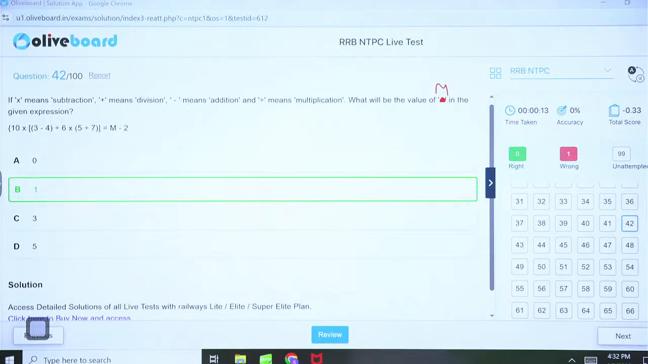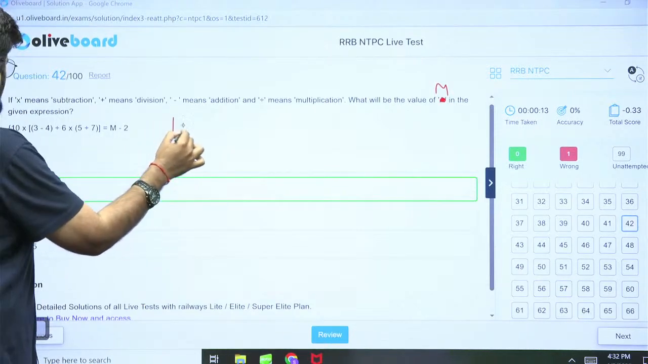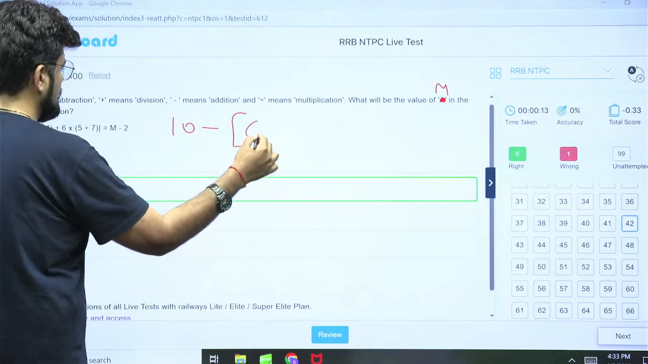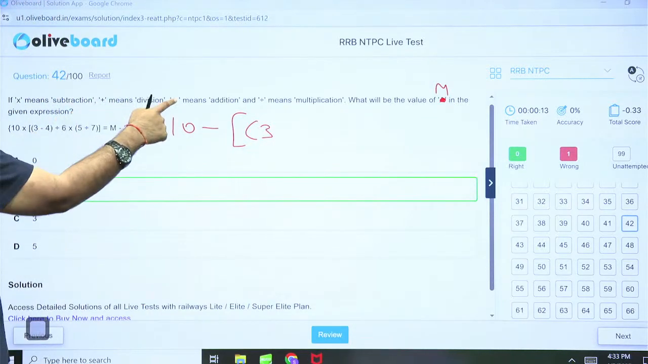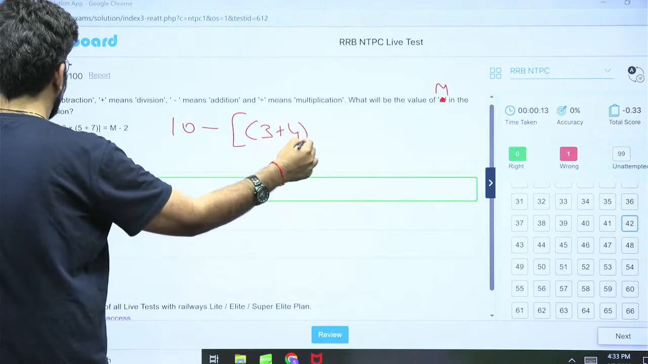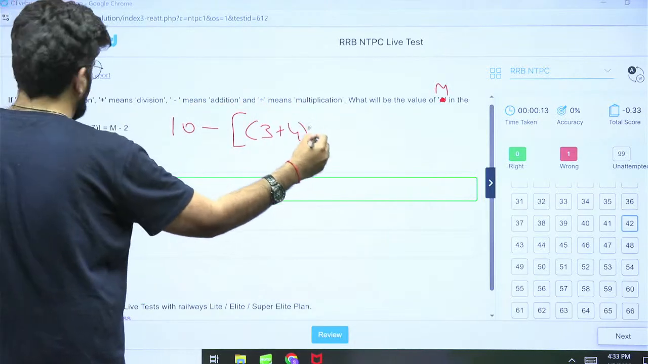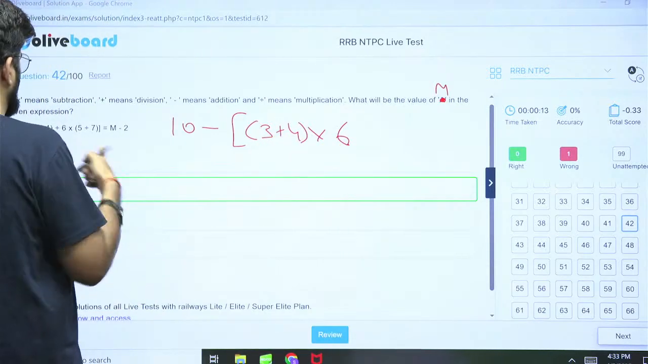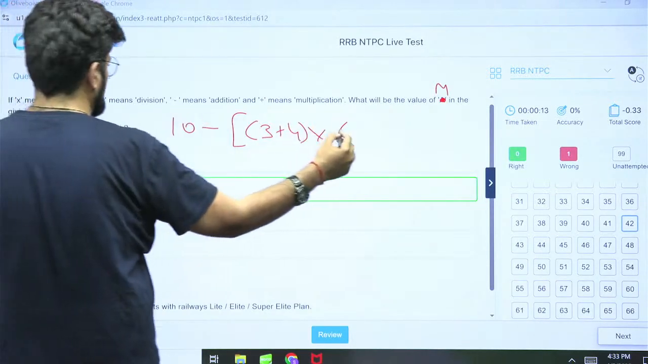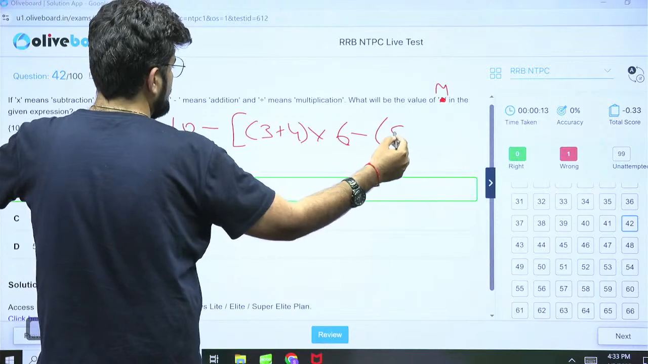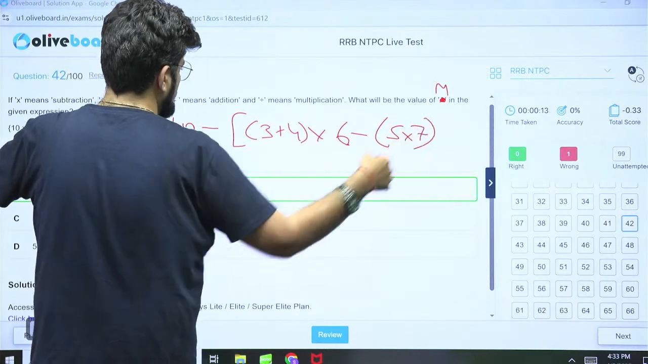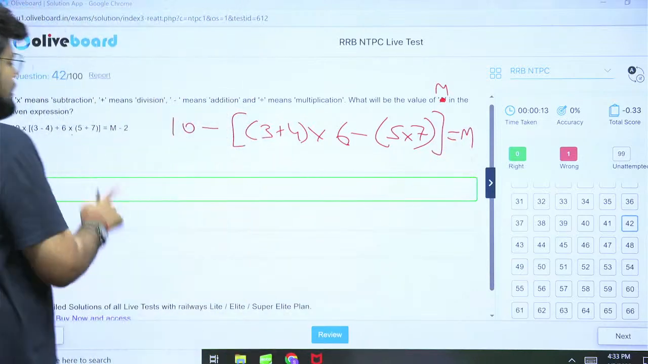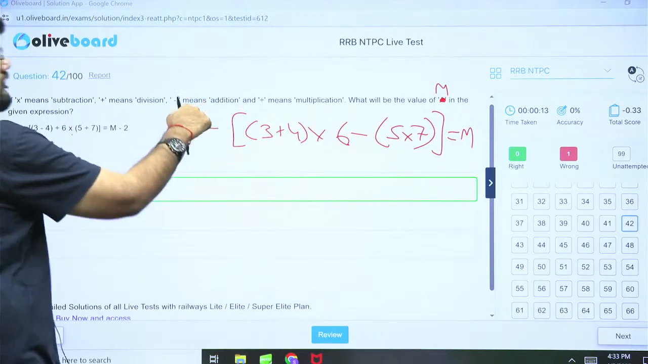Now you'll have to replace everything, no? So I'll have to write 10. Instead of into, I will write subtraction, so minus 3 minus 4. Instead of minus, I'll write addition, so plus 4. Instead of division, I'll write multiplication, 6. Multiply means subtraction, so minus 5 multiplied by 7, because division means multiplication, which is equal to M, and instead of minus, I will write plus 2.